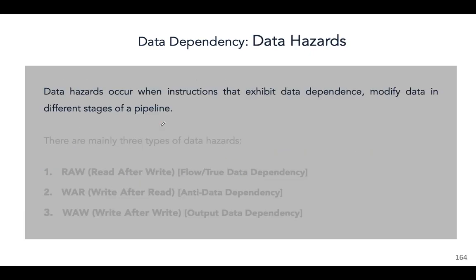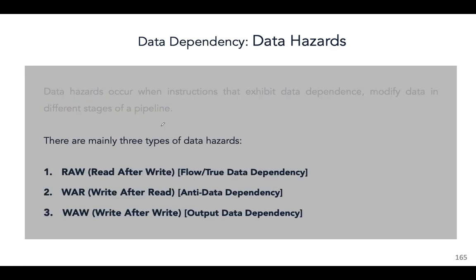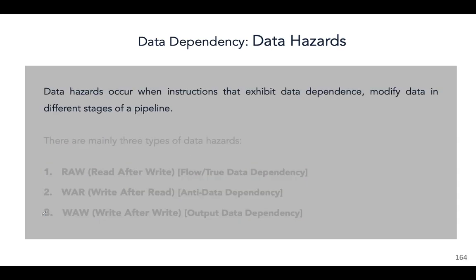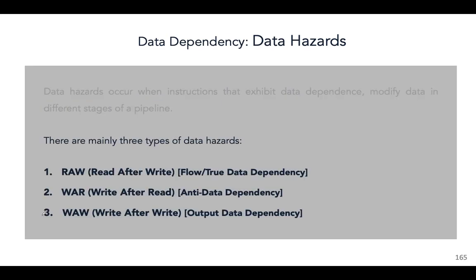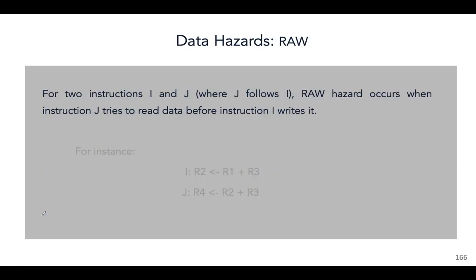All right. Now, data hazards. There are three main kinds of data hazards: RAW, read after write; WAR, write after read; and WAW, write after write. Data hazards occur when instructions that exhibit data dependency modify data in different stages of the pipeline. Depending on which instruction is trying to modify the data in which way, because you can either read the data or write it, depending on which instruction is reading it and which instruction is writing it, we can have these three kinds of dependencies. Let's take a look at each of them individually. Let's start with RAW.